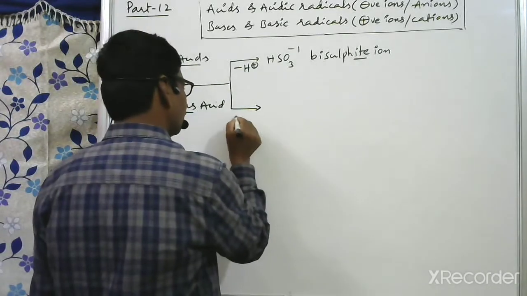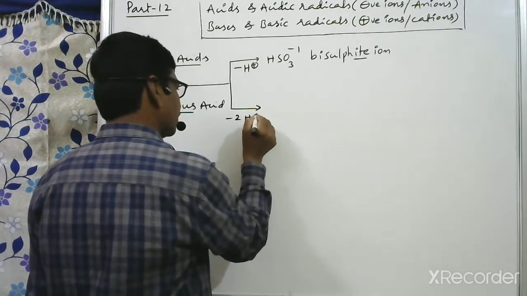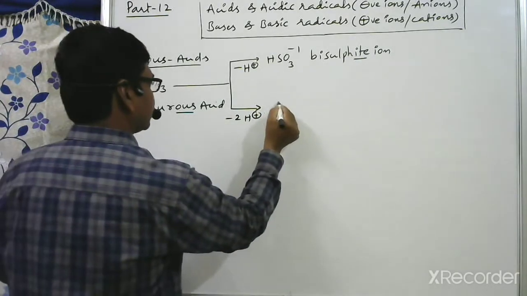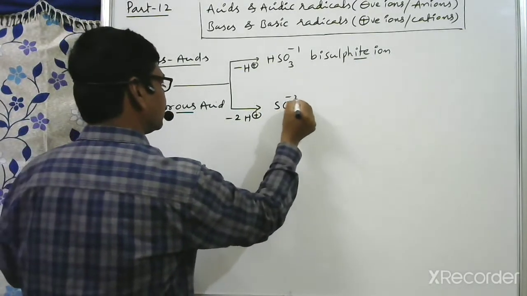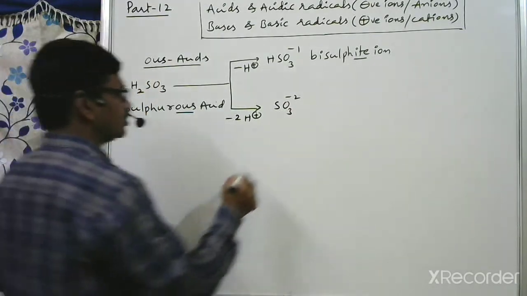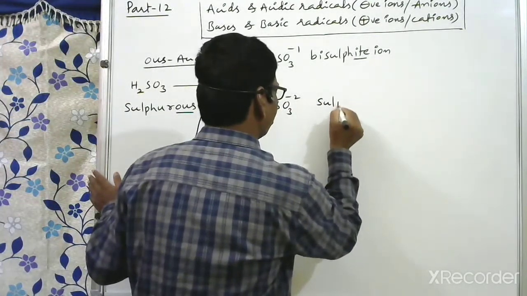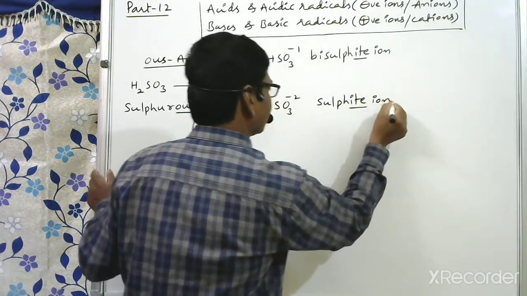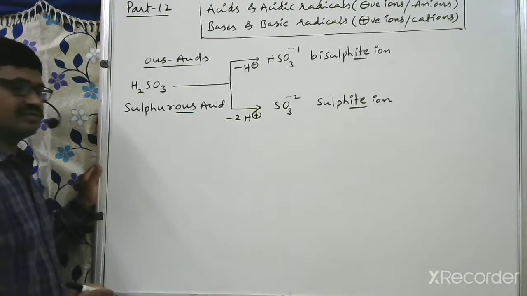Similarly, if you remove two hydrogens from this, minus 2H plus, after removal of two hydrogens we get just SO3 minus 2. SO3 minus 2 is nothing but sulfite ion. Similarly here.